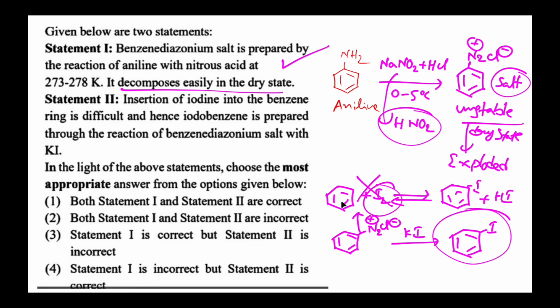But direct iodination of benzene is a reversible reaction, so iodination of benzene does not take place in direct iodination. So benzene diazonium chloride reacts with potassium iodide. The potassium iodide displaces the nitrogen molecule from benzene diazonium chloride, then forms iodobenzene as the good product. So statement 2 is also correct. The correct option is 1: both statement 1 and 2 are correct.